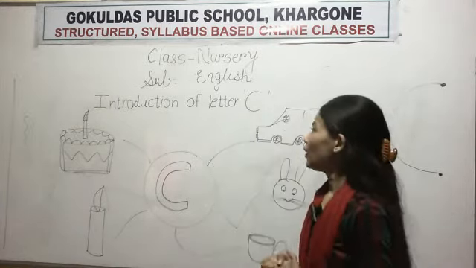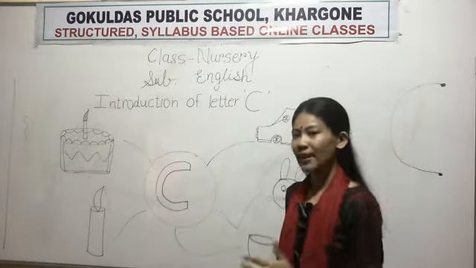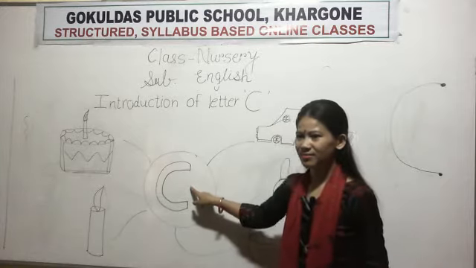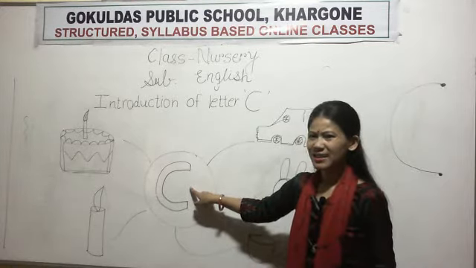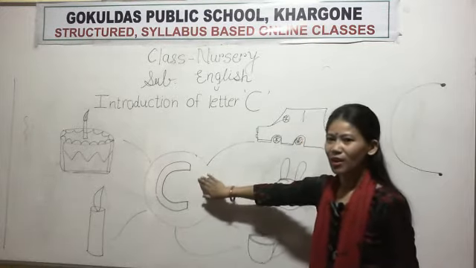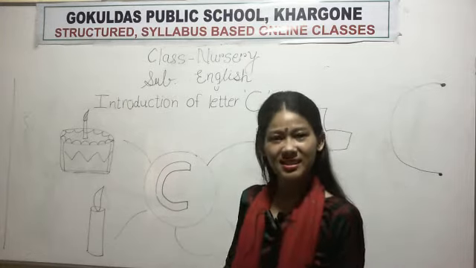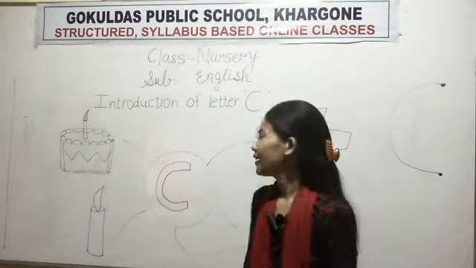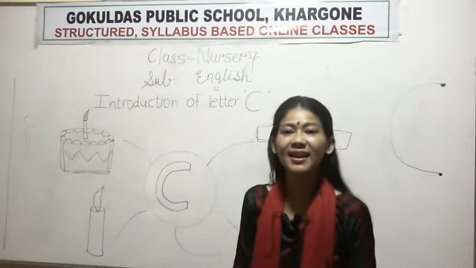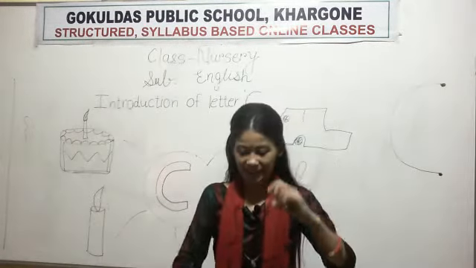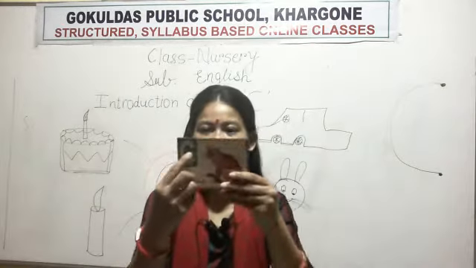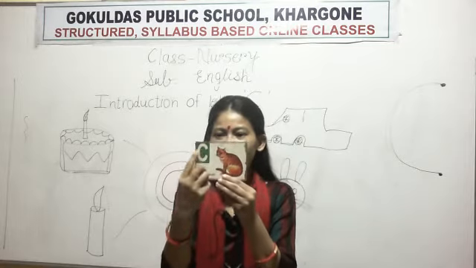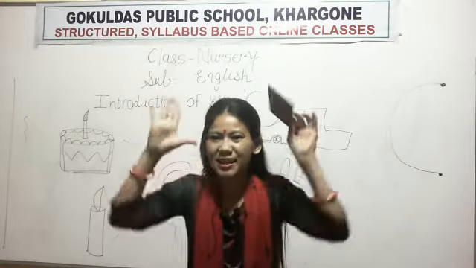Okay, now see, we'll revise this once more, okay? Which letter is this? This is letter C. Here also you can see C. This is letter C. C for cat.